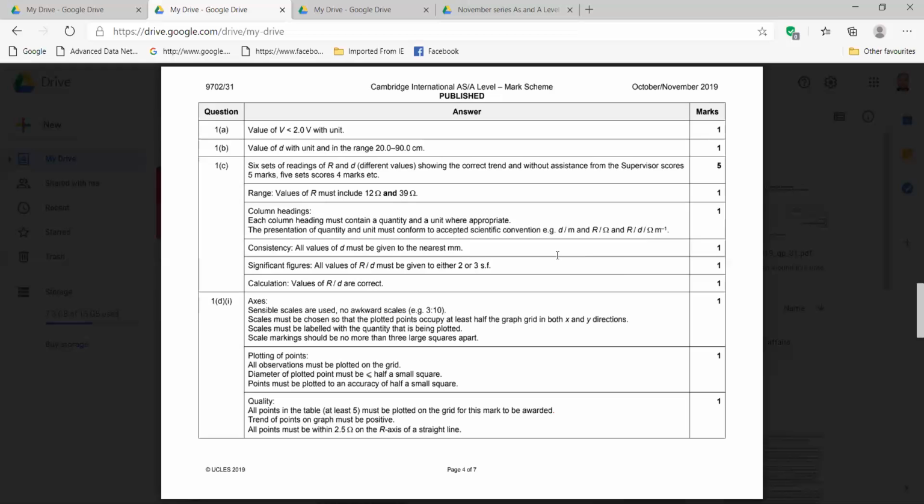Next, Amena. Yes, sir. Consistency: all values of D must be given to the nearest millimeter. Significant figures, be very careful. I told you again and again.